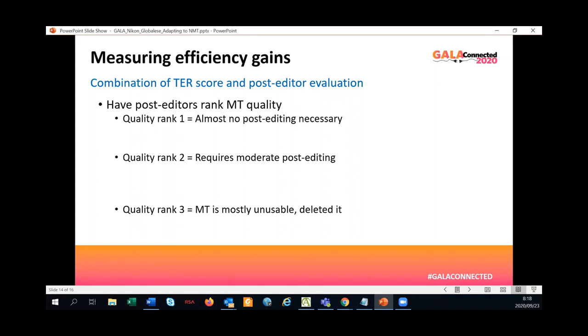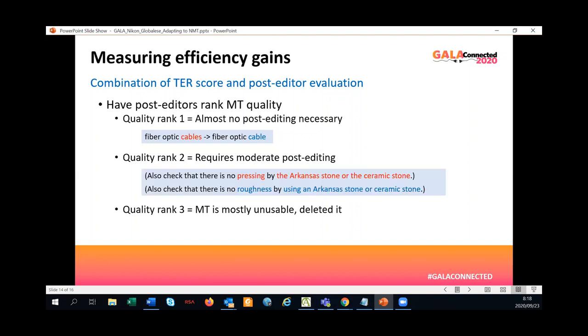That post-editor evaluation system was ranking MT quality with a 1, 2, 3 system, where 1 meant the post-editor felt that almost no post-editing was necessary. Either they didn't touch it at all, or they did something minor, like changing the plural to a singular. 2 was basically anything that needed moderate post-editing, where they could use quite a lot of the segment, but they had to change some things around. And then quality rank 3 was just anything that was unusable, something they had to pretty much delete, or maybe they used one term from a long sentence.